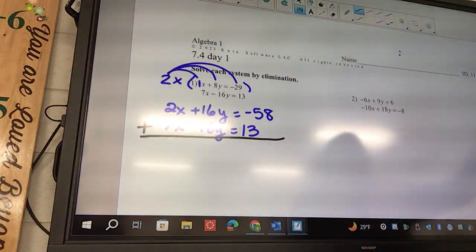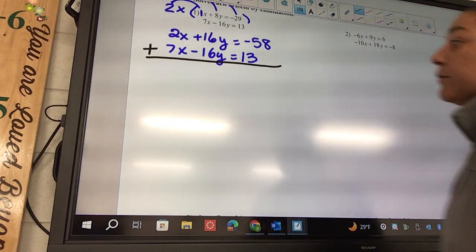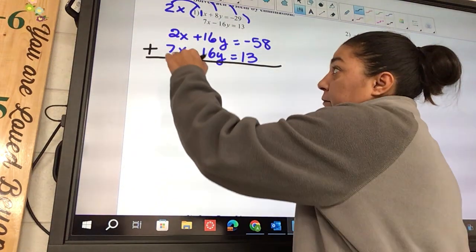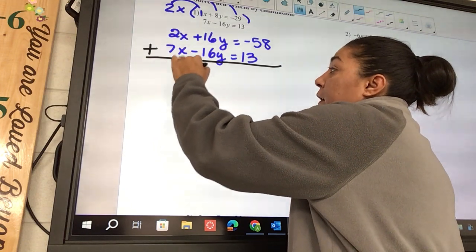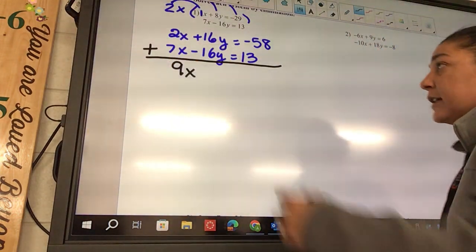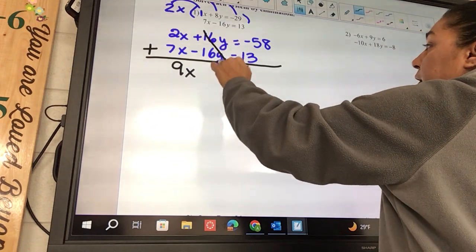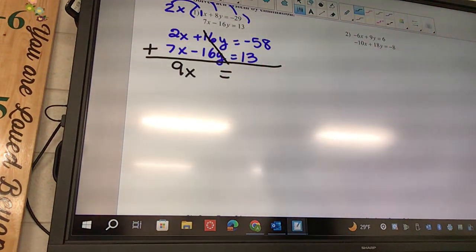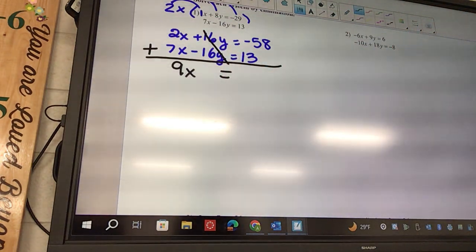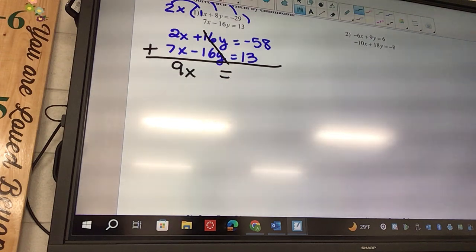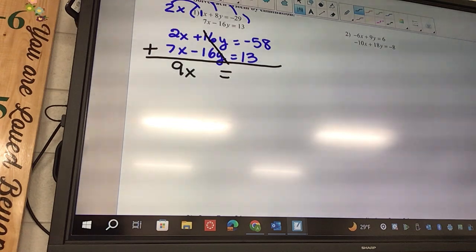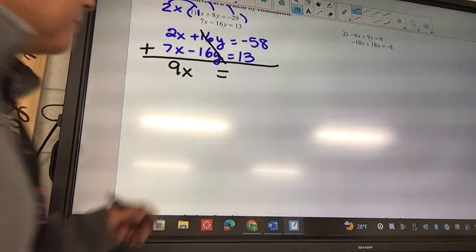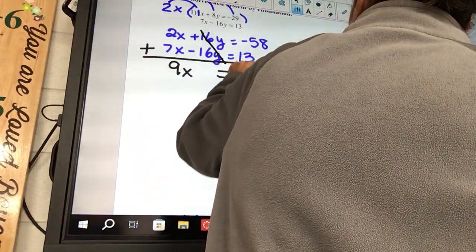Okay, and so what is 2 plus 7? 9x, and then the 16 and 16 are going to cancel. Negative 58 plus 13. Use your calculator. Negative 58 plus 13. Negative 45.